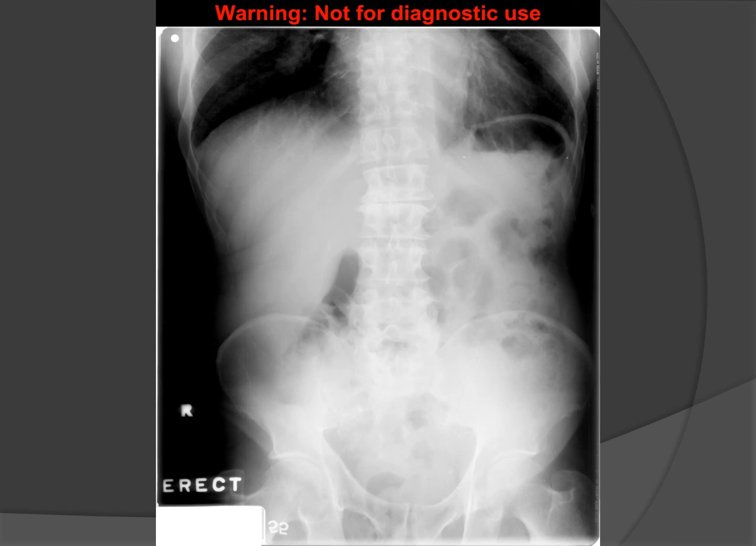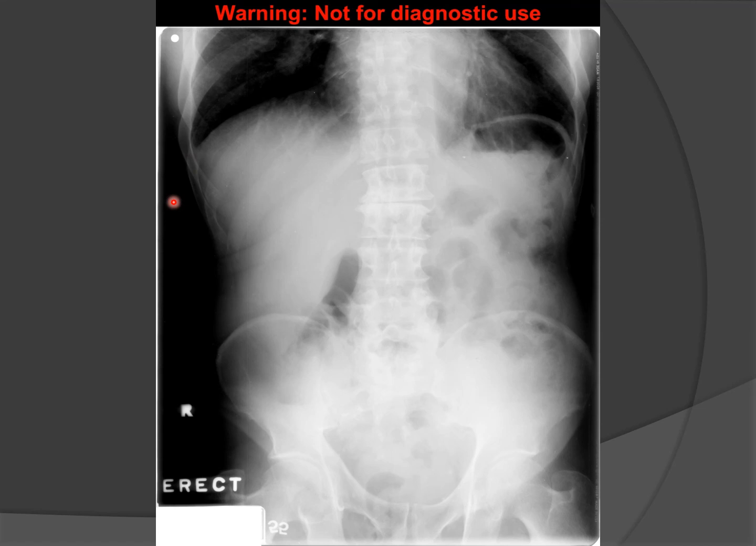In addition to the KUB, which is done with the patient supine, there's also the erect abdomen that can be ordered. Erect abdomens are typically done to look for free air in the abdomen. Since we're looking for free air, as we looked earlier on the chest x-ray and identified free air, we know that free air is going to be on the right side of the abdomen, right below the diaphragm, above the liver. So that would be over in this area.